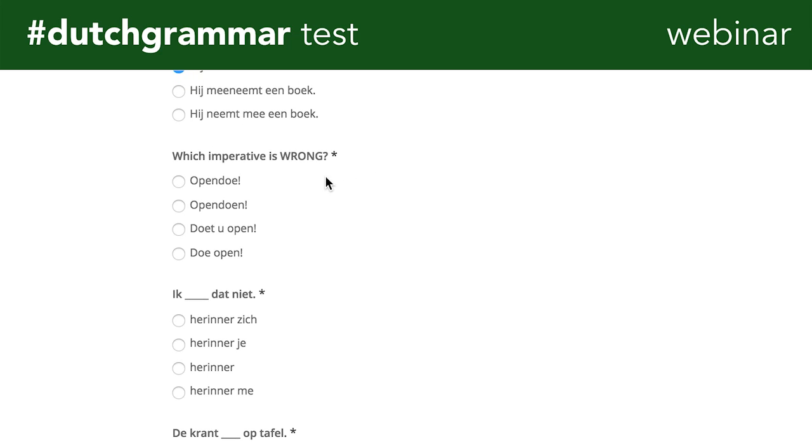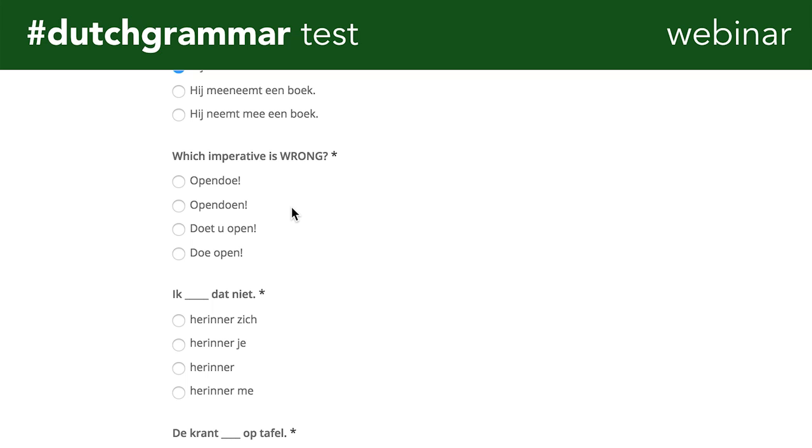Next question, which imperative is wrong? Open doen is also a separable verb, lesson 32. The imperative is discussed in lesson 35. One form of the imperative is the infinitive. Therefore, option 2 is not wrong.